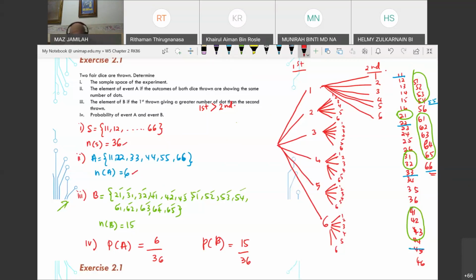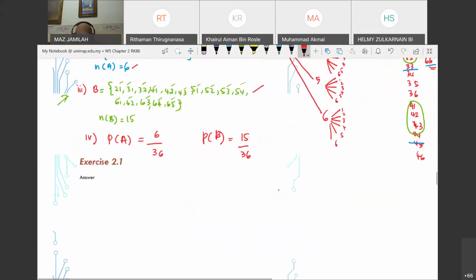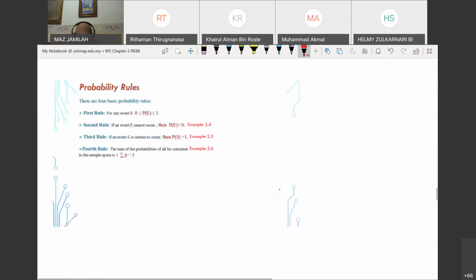It depends on how your events are defined. For what you have now, event A is the number of same dots on each die, and event B is the first die having more dots than the second die. Any questions so far, class? If no questions, I will continue with the probability rules.